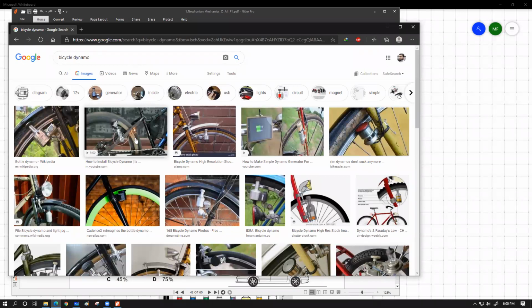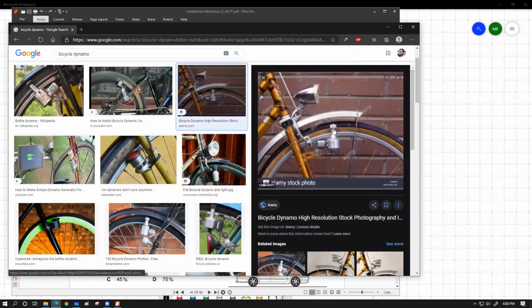Okay, these are the bicycle dynamos, which can be used to illuminate some light, front light or backlight, or charge some battery so that you can use the battery to illuminate the light. The idea is very simple. Have a look. This is what we call a gear.